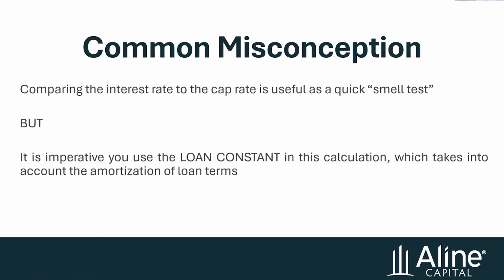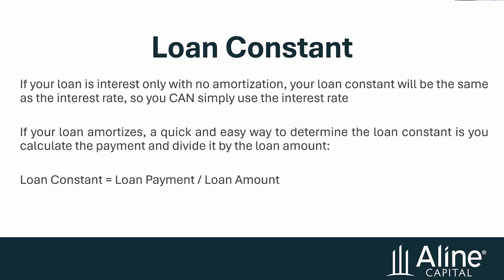One common misconception, probably the biggest misconception around negative leverage, is comparing the interest rate to the cap rate. And while that is useful, it's really just a smell test, because it's imperative that you use the loan constant in your calculation of negative leverage. And the loan constant takes into account the amortization of the loan terms as well. So if your loan is interest only with no amortization, your loan constant will be the same as the interest rate. So in those scenarios, you can simply use the interest rate.